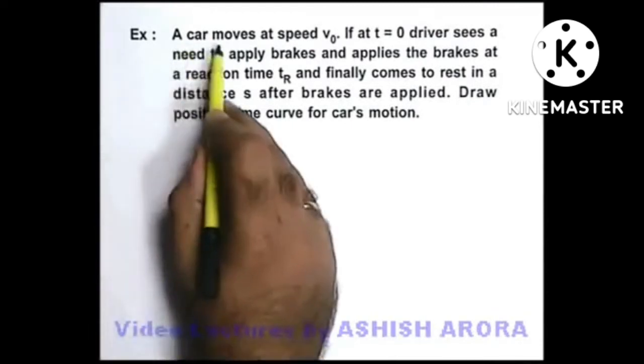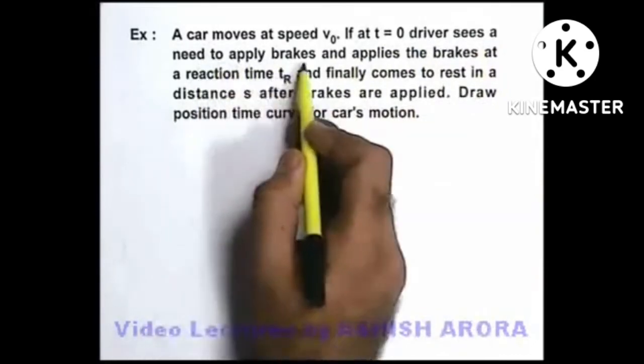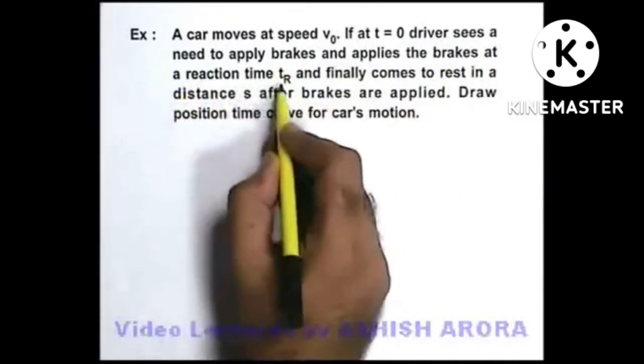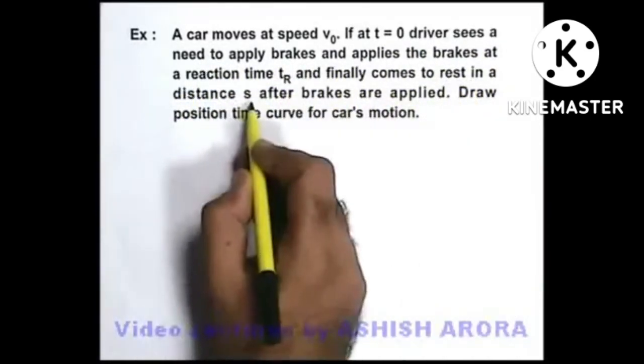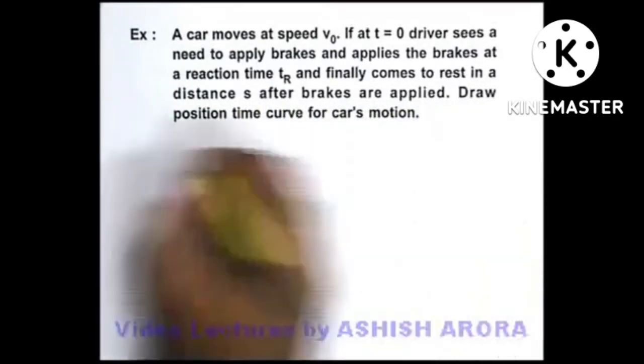In this example, we are given a car which moves at a velocity v0. If at t equal to 0 time, the driver sees a need to apply the brakes and applies the brakes after a reaction time tr and finally comes to rest in a distance s after the brakes are applied. We are required to draw the position time curve for the car's motion.